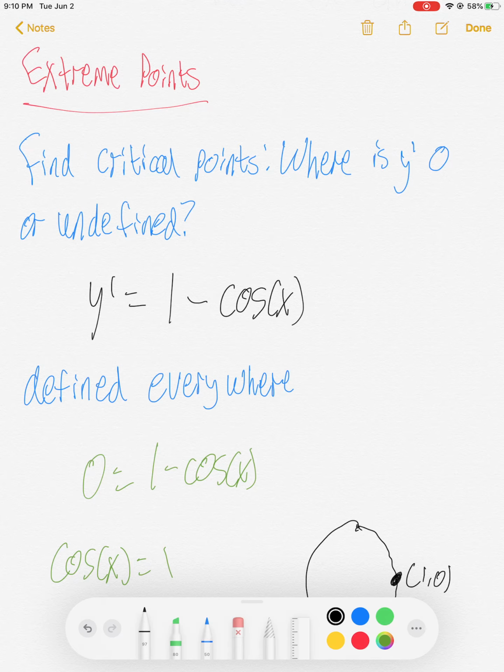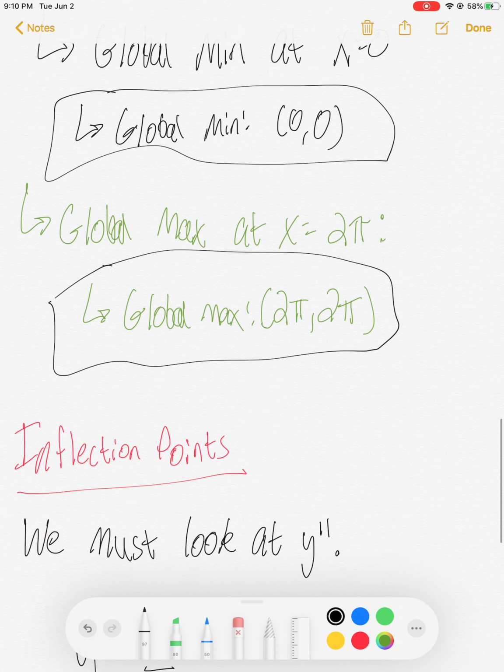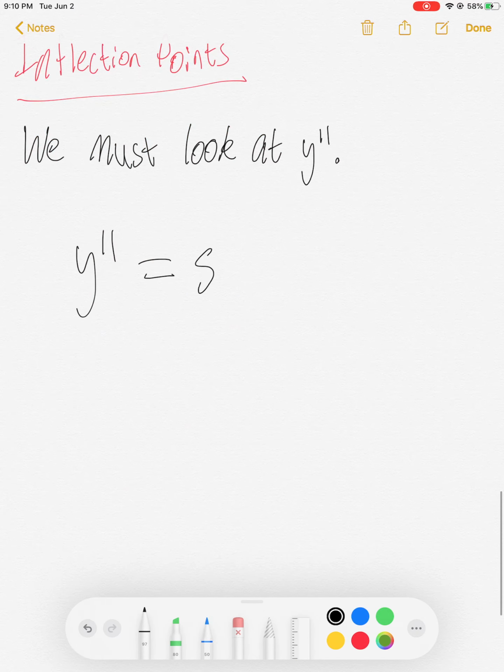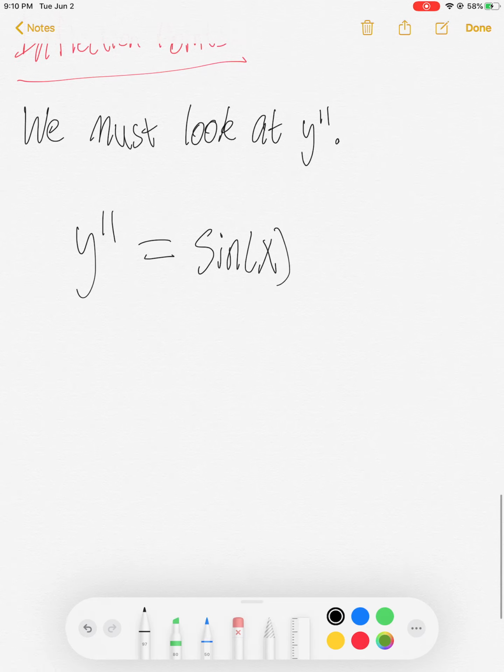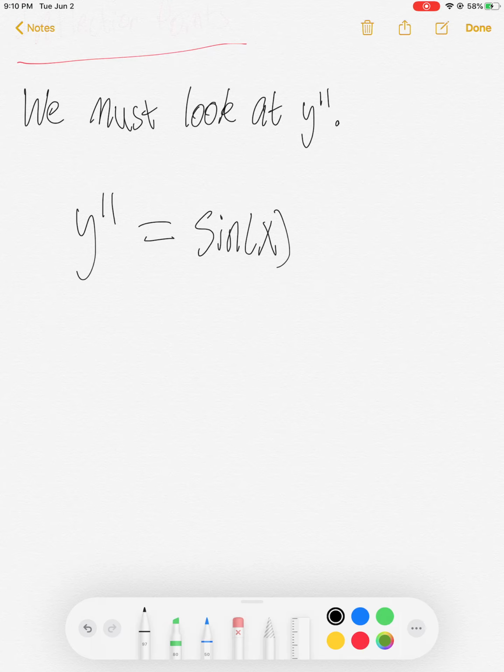So y double prime, let's look at y prime. y prime was 1 minus cosine of x. Whenever I take the derivative of that, the derivative of 1 is 0, and then the derivative of cosine is negative sine. Since I already have a negative sign out front, that's just going to be y double prime equals sine of x.